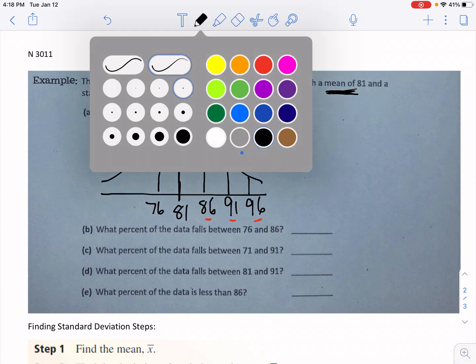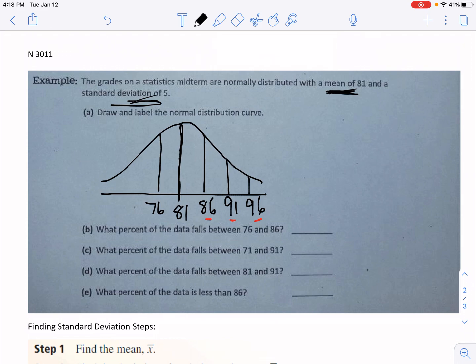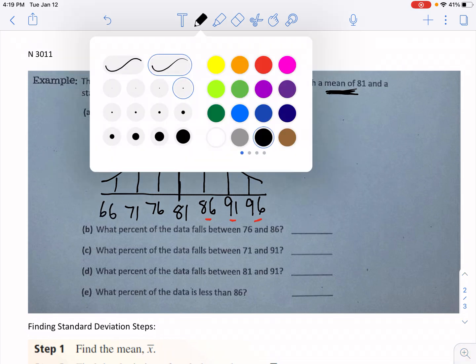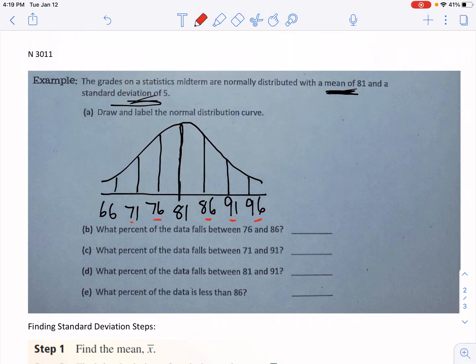Then going the opposite way, it's the same idea except we subtract instead of add. So 81 minus 5 was 76. 76 minus 5, we get 71. And then 71 minus 5, we get 66. Okay, so this is also 1, 2, 3 standard deviations away. It's just going in the negative direction. Okay, so this would be our normal distribution.